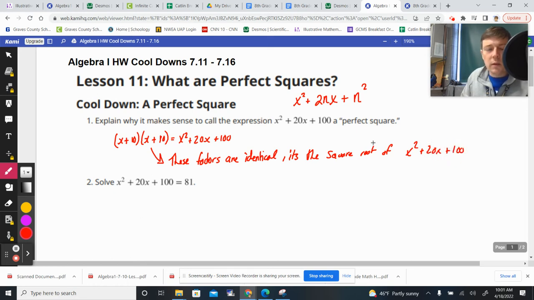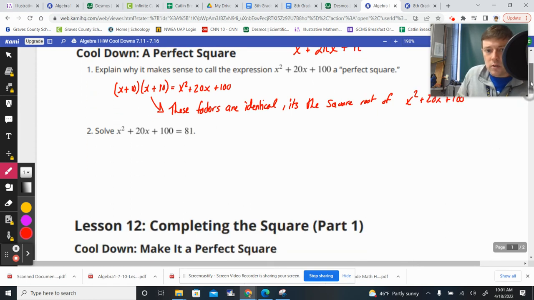You could also say something like we wrote in our notes. You could say the constant term's square root doubled is the linear term. That would be another sentence that you could write here. Just kind of showing that it is the perfect square quadratic because it has a factor that you can multiply by itself. Now, you can use that knowledge to solve equations like we see down here at the bottom.